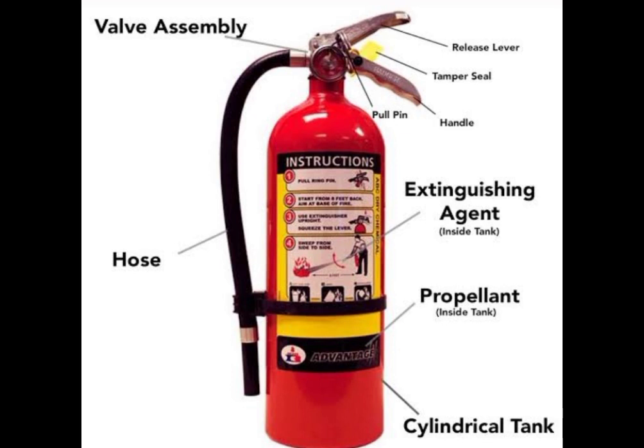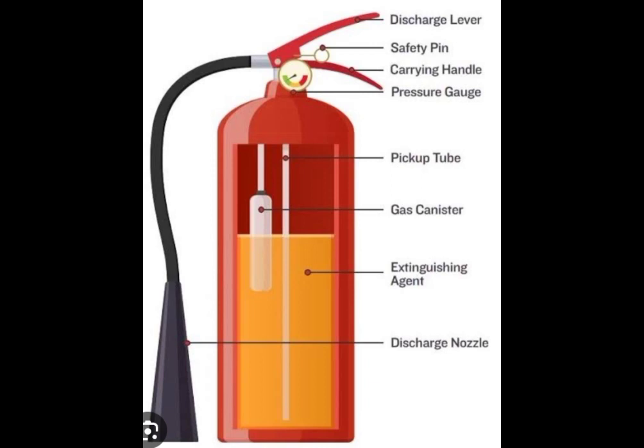These are the parts of a fire extinguisher: valve assembly, hose and release lever, tamper seal, pull the safety pin, handle, extinguishing agent inside the tank, propellant inside the tank, cylinder tank. So again, this applies to this CO2 fire extinguisher picture and these parts of fire extinguishers.